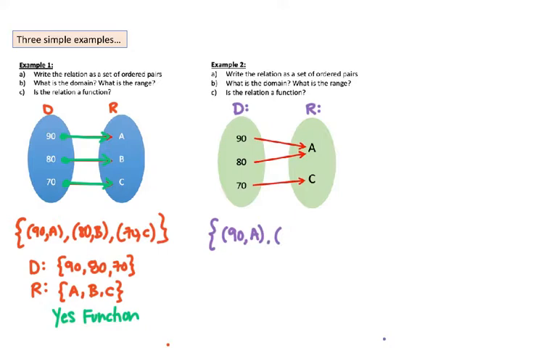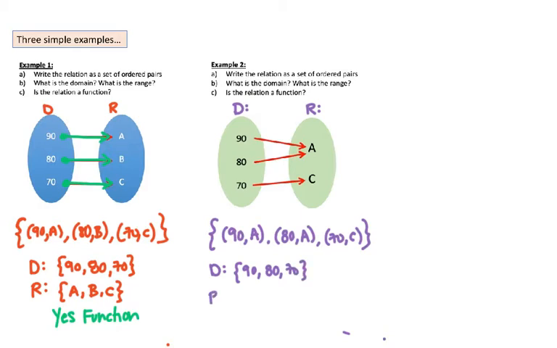This is a different situation from the first, where if you got an 80, I will also give you an A. I'm being a nice teacher this time. If you got a 70, I will give you a C. Okay, fine. What's the domain? The domain is the inputs. So it's the numbers 90, 80, and 70 again.